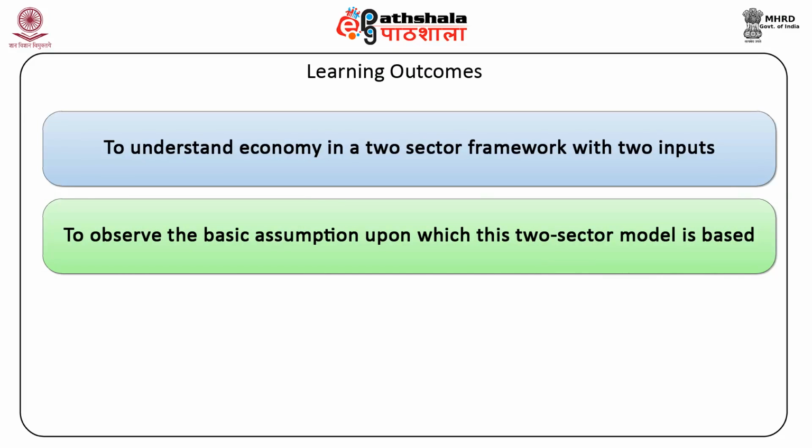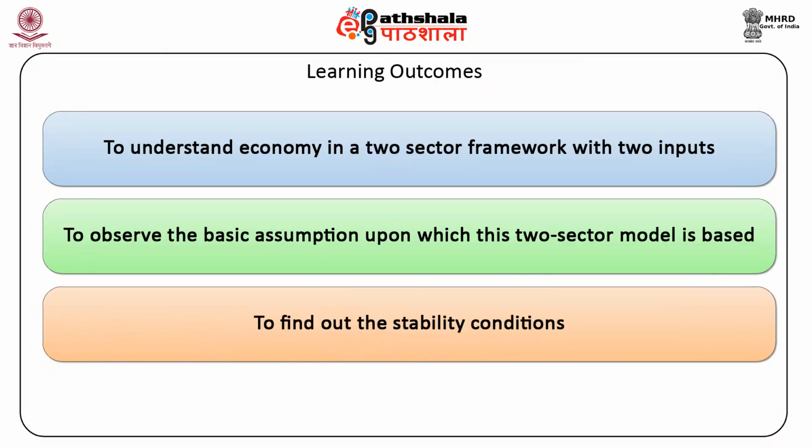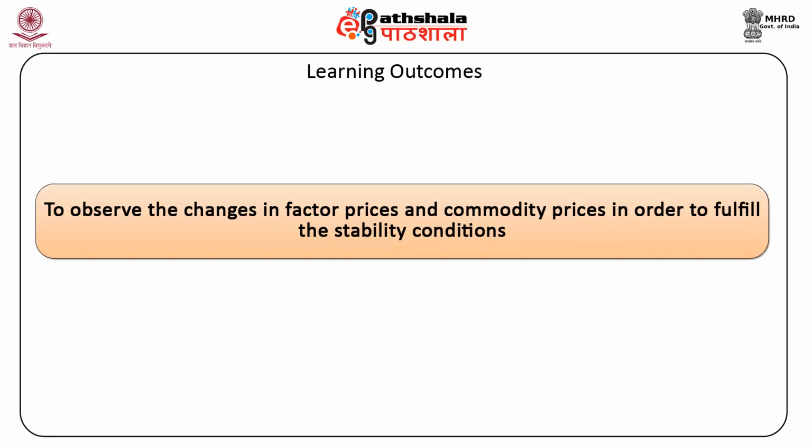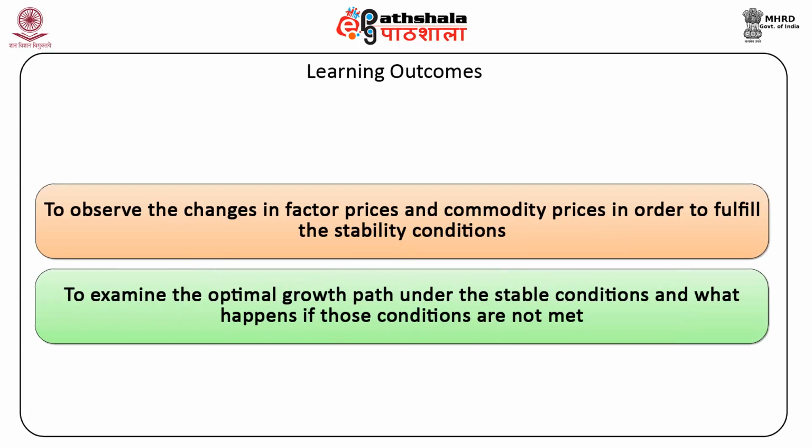Observe the basic assumptions upon which this two-sector model is based. Find out the stability conditions. Observe the changes in factor prices and commodity prices in order to fulfill the stability conditions. Examine the optimal growth path under the stable conditions and what happens if those conditions are not met.